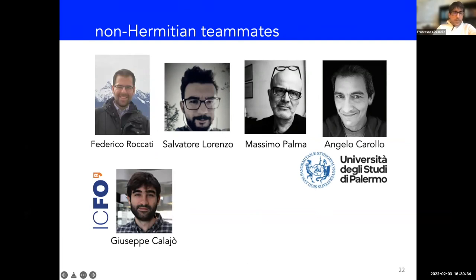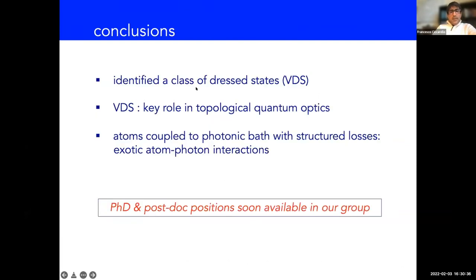Giuseppe Calajó from ICFO. So in conclusion, I identified a cluster of dressed states which appear to have a key role in topological quantum optics. And I finally discussed how, by coupling atoms to a photonic bath where you have structured losses, you can have the occurrence of exotic atom-photon interactions.